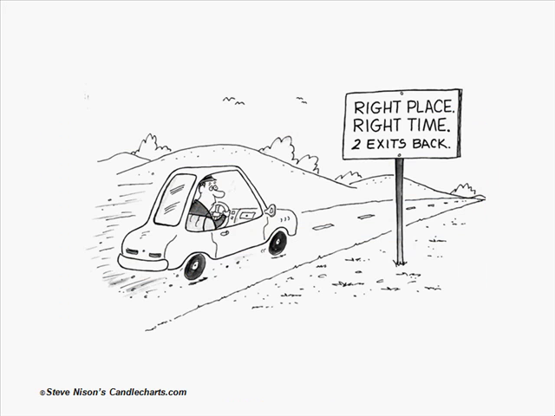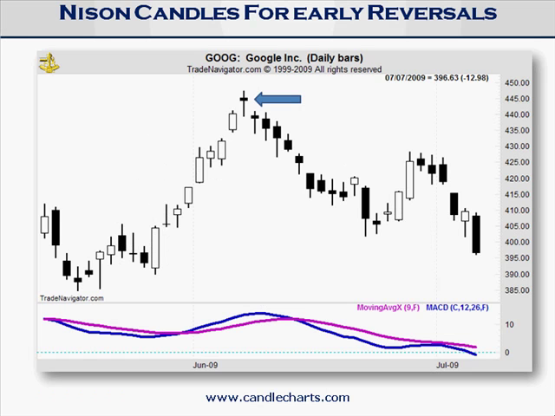But how many of you feel like this when you're trading? Right place, right time, two exits back. Well, what we're going to look at is how candles, one of the major benefits of candles, is giving you those early reversals. So for example, here in Google, and this is a great example of using candles in any market. You know, Google, as such a high-priced stock, is very popular on the option side.